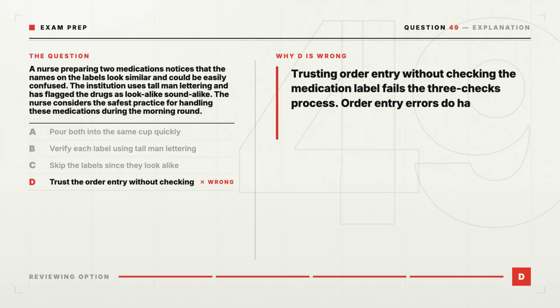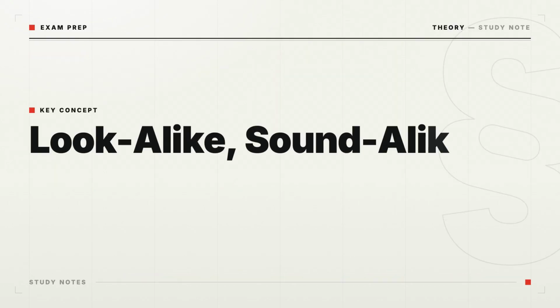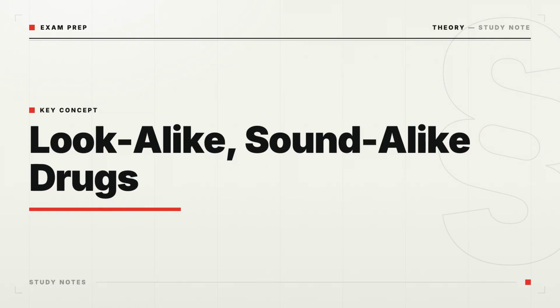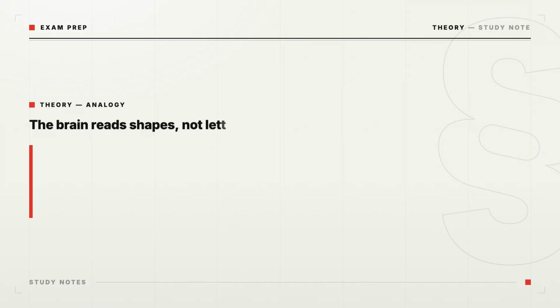Order entry errors do happen, so the nurse must verify the label against the order, the patient, and the indication. Some drug names look so similar on a label or sound so similar when spoken that they're easy to mix up. These are called look-alike, sound-alike drugs, or LASA, and confusing them is dangerous because the two drugs usually do completely different jobs.